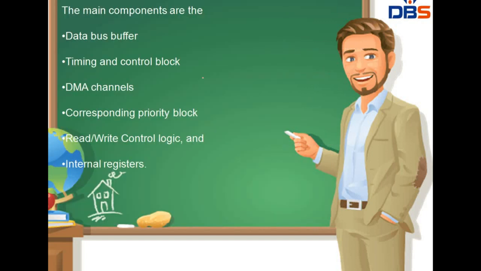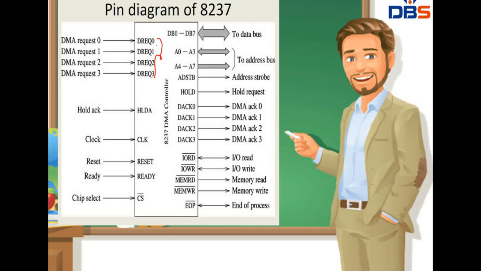So this request, as I have already told you, we have 4 channels, that is channel 0, channel 1, channel 2 and channel 3. This is used to request DMA for a particular DMA channel. And the next one is hold acknowledgement. Before going to that, we need to have a hold request. So the hold request requests the DMA transfer.